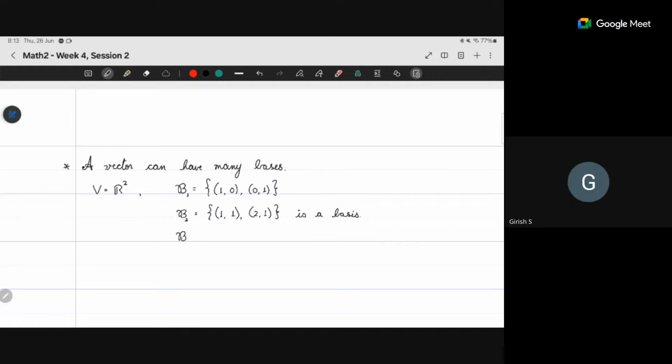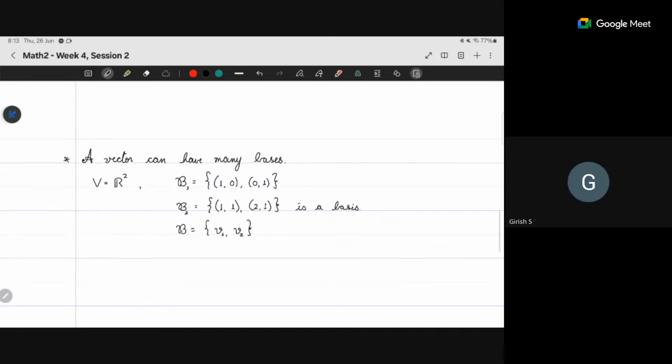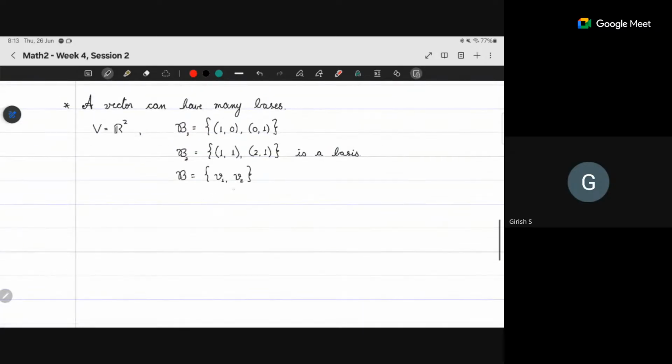More generally, if I have a set B, which is V1, V2, both non-zero elements, and not multiples of each other. Well, in that case, I can maybe even remove this condition. If this is a linearly independent set, that would imply this is a basis. This is a slightly more involved statement. We're not going to prove it, but this is a fact.